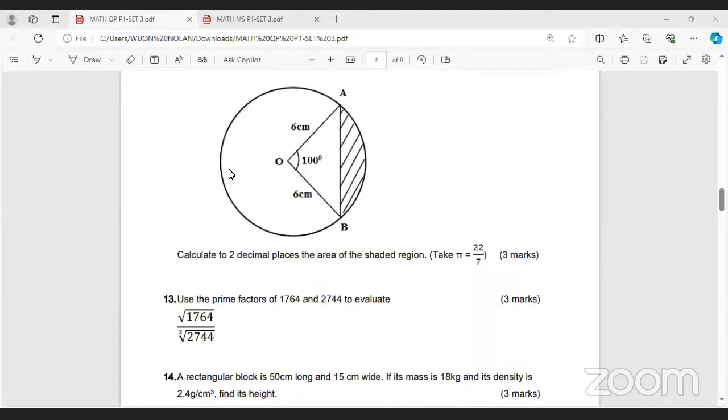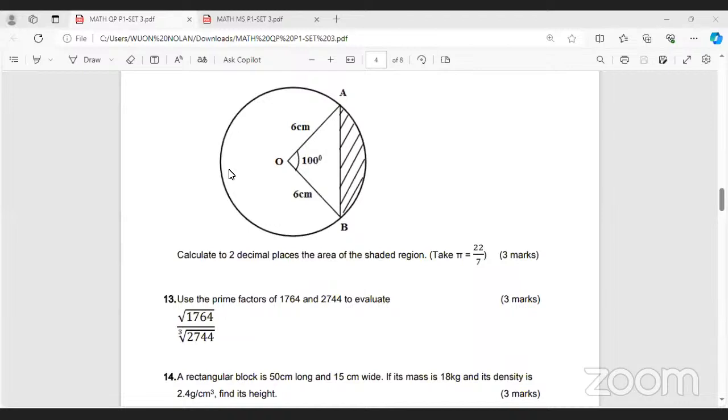Now, a sector is a region bound by two radii and an arc. While a segment is a region bound by a chord and an arc. A chord is a straight line, there AB, while the arc is part of the circumference. So for us to get that segment, we need the area of the sector, then we'll subtract the area of the triangle.